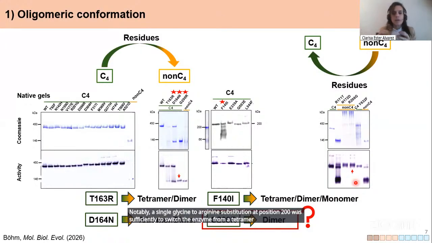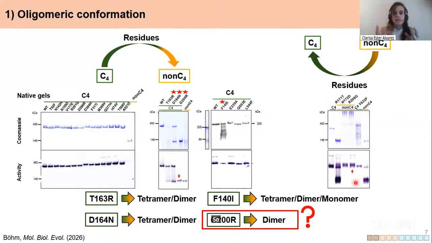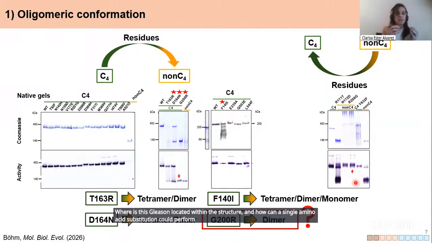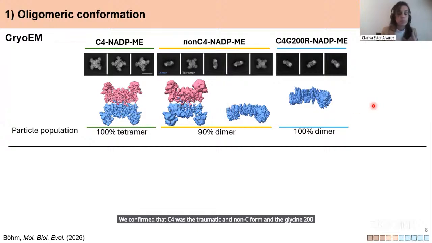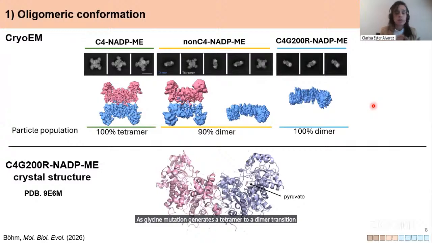Notably, a single glycine to arginine substitution at position 200 was sufficient to switch the enzyme from a tetramer to a dimer. So, where is this glycine located within the structure, and how can a single amino acid substitution have such a dramatic effect? To understand this, we performed cryo-EM to confirm the oligomeric states of each protein. We confirmed that C4 was tetrameric and the non-C4, and the glycine 200 mutant, were dimeric. As the glycine mutation generates a tetramer to dimer transition, we crystallized the protein.